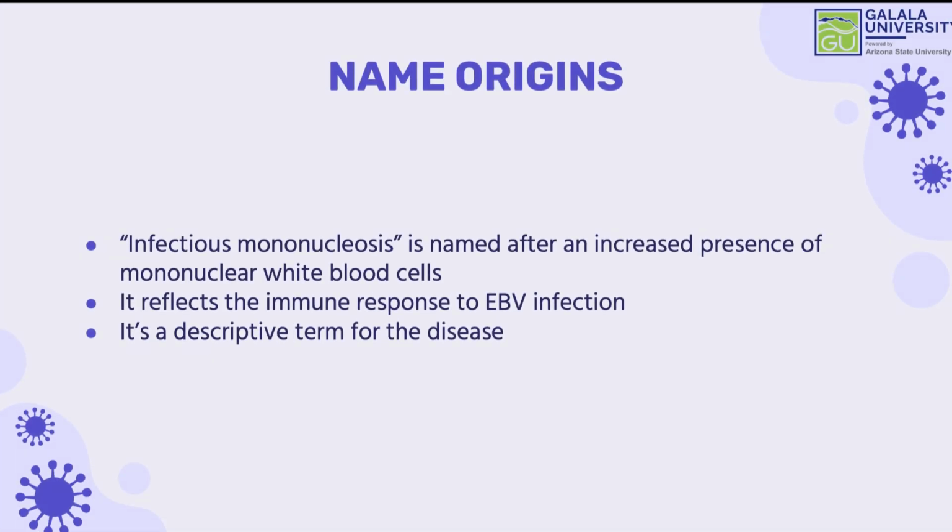The name infectious mononucleosis originates from a distinctive hematological feature of the disease. This condition is referred to as mononucleosis due to the significant increase in mononuclear white blood cells, primarily lymphocytes, that is observed in the peripheral blood of infected individuals. It's a descriptive term that reflects the characteristic immune response to the Epstein-Barr virus.